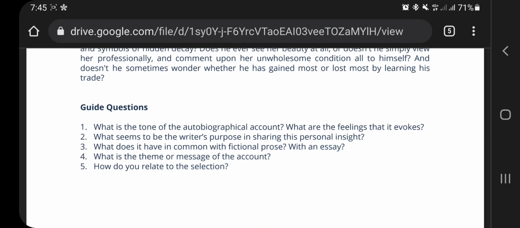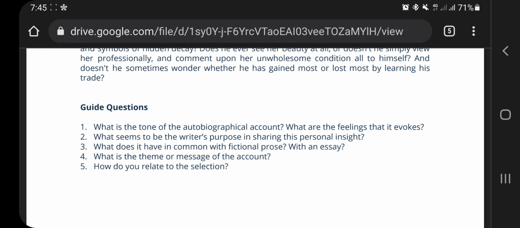So that was the excerpt from the autobiographical piece of Mark Twain. Now here are some guide questions in order for us to understand better that very interesting piece of his autobiography. Question number 1. What is the tone of the autobiographical account? What are the feelings that it evokes? For you, what do you think is the tone? What do you think is the feeling from that autobiography?